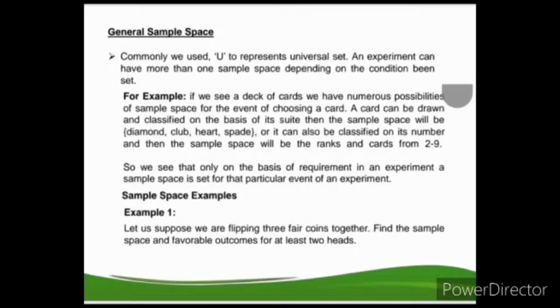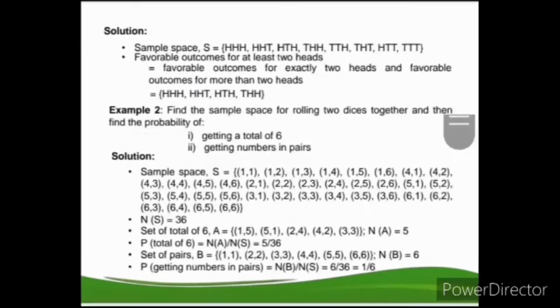Sample space examples. Let's have example number 1. Let us suppose we are flipping 3 fair coins together. Find the sample space and favorable outcomes for at least 2 heads. Solution. Sample space, we have S = {HHH, HHT, HTH, THH, TTH, THT, HTT, and TTT}.